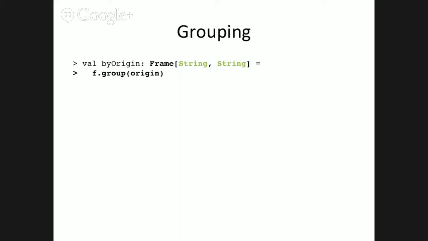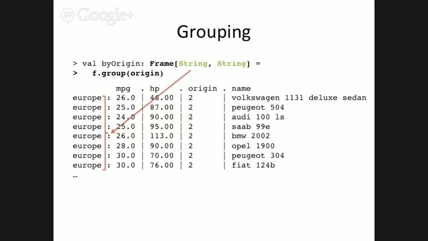So grouping exists as well. Grouping is not grouping in the SQL sense. Basically, the main thing here you'll notice is that the row index has changed. Before it was an int, it was the row. Now it's changed into a string. What's really happened is that we've made our row keys into our origin, and then we've sorted the frame based on the keys.